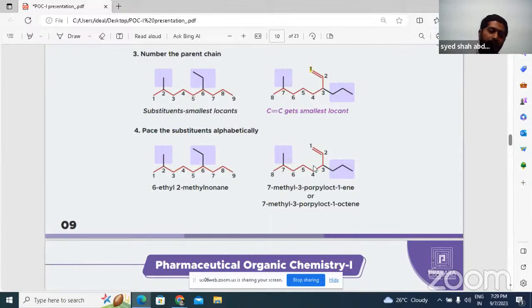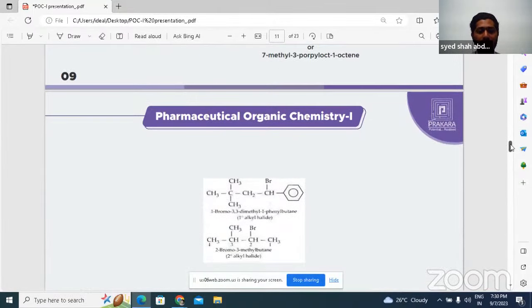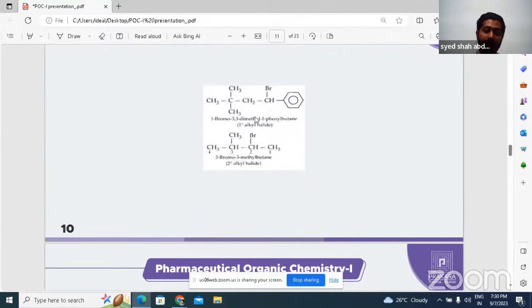So here you can see in this we are having on the third position, 1, 2, 3, propyl, and on the 7th position methyl. If you see alphabetical order, M comes first, then P. So that is why 7 methyl, 3 propyl, oct 1 ene, or 7 methyl, 3 propyl, 1 octene, you can also write. Here are a few more examples, a little bit larger, where we are having more substituents.